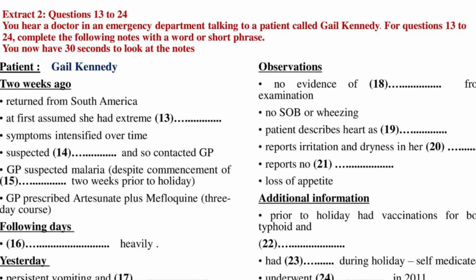I tried Lariam a few years ago, but it gave me really odd dreams, so I didn't want to take that again. Anyway, the doctor said some sorts of malaria are resistant to these drugs, and I know I did get a few bites when we were there. He gave me some pills to take for 3 days, just in case it was malaria. Right. Can you tell me what they were? Art something. Artesunate. That's right. And something else. Hang on, I've got the box here. Mefloquine. Okay.